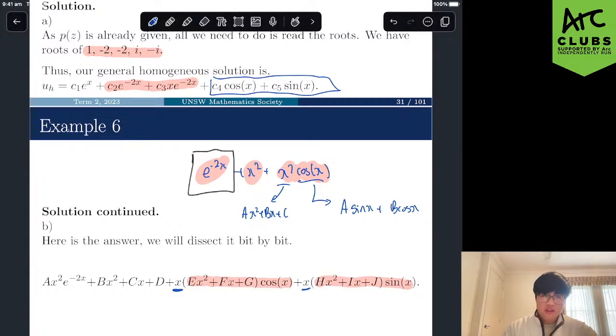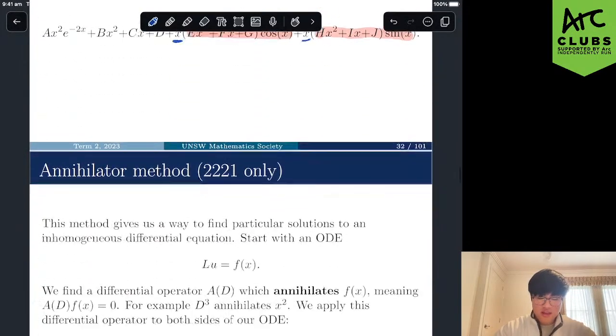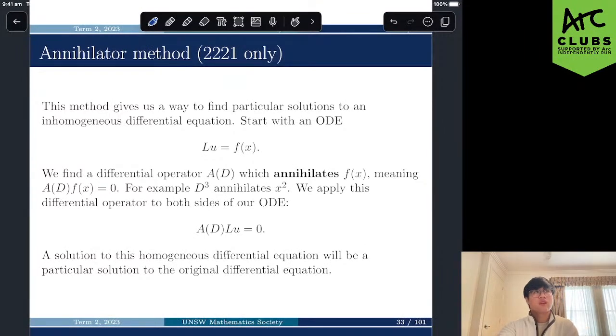Alright, we'll move on now to the annihilator method. For the annihilator method, this is just a 2111 thing. So for any 2121 students, you don't need to worry about this. But the annihilator method is, imagine we have an ODE like this. We essentially want to annihilate the f of x by multiplying it by some differential operator.